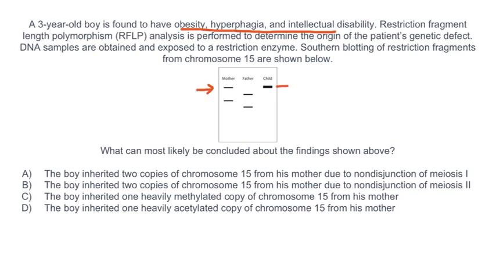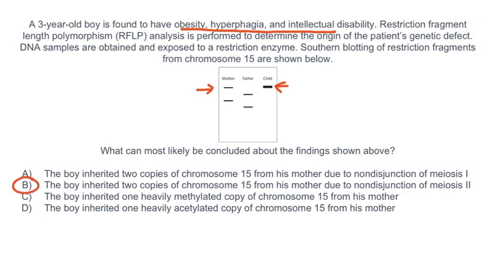From the image, we can see that the boy has one band that lines up nicely with his mother right here. However, notice that this band is twice as thick. The thick band represents the inheritance of both sister chromatids. Because sister chromatids are identical to each other, they produce equal size restriction fragments. In other words, the thick band represents non-disjunction which occurred during meiosis II. So the answer is B.